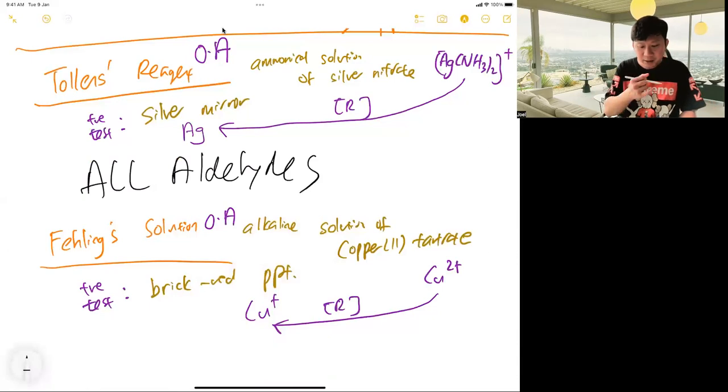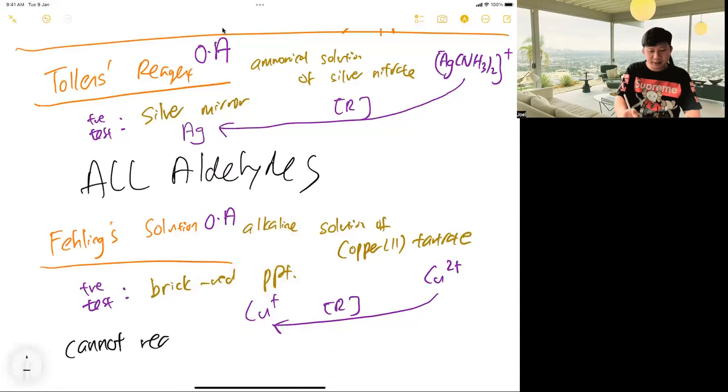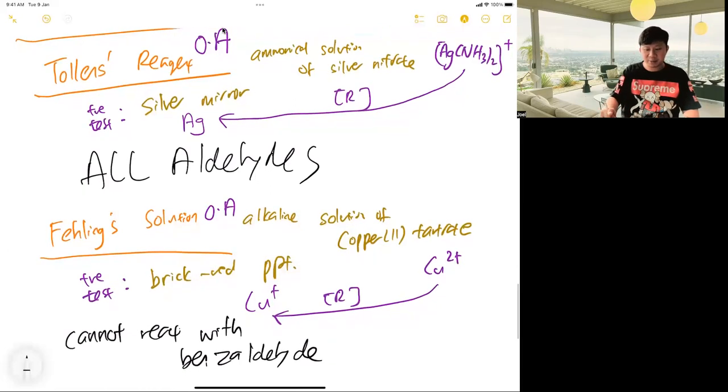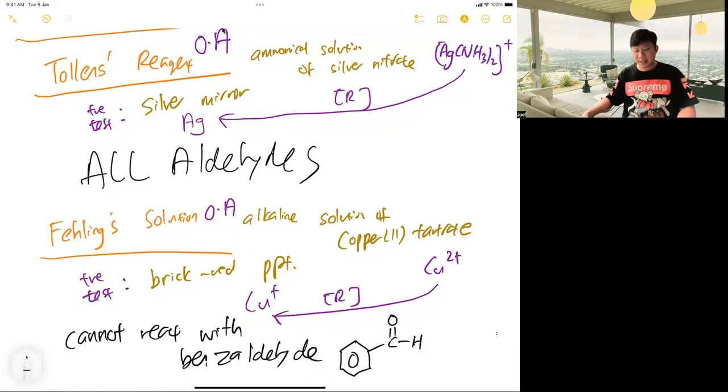Tollens reagent can react with all aldehydes, but Fehling solution cannot react with benzaldehyde. You know benzaldehyde? Benzaldehyde means a benzene ring with an aldehyde group directly attached. I say again, this is called benzaldehyde. The aldehyde group is directly connected. This is also called an aromatic aldehyde.